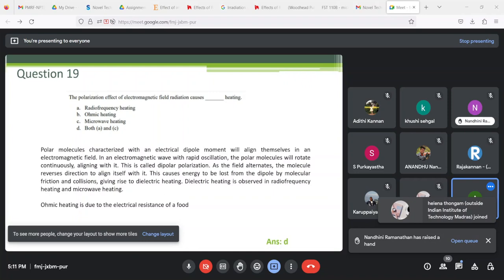Hope this is clear. Since you are continuously oscillating the electromagnetic field radiation, your polar molecules will also continuously try to align themselves, continuously reverse direction, and because of so much stress, it will lead to molecular friction and collisions, and it will increase the temperature, resulting in dielectric heating.